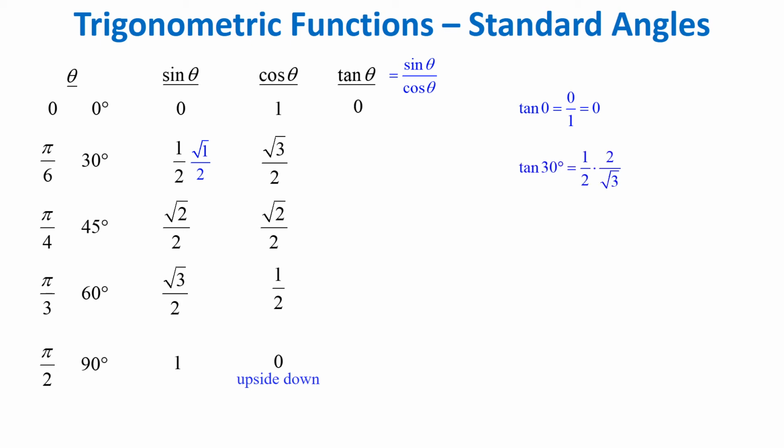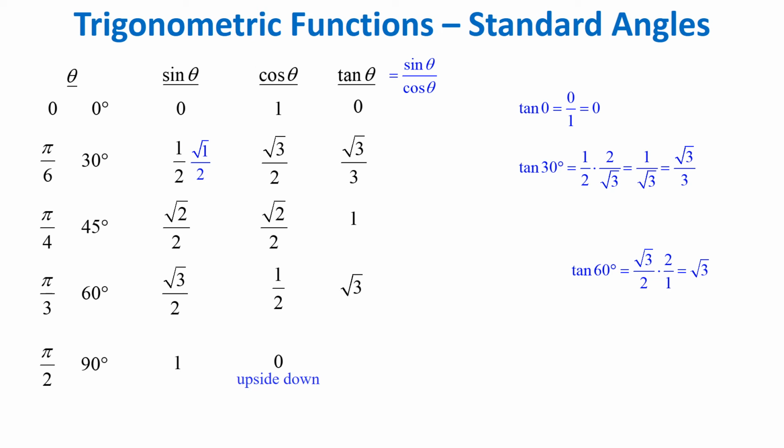Then for 30 degrees, you take 1/2 divided by rad 3 over 2. Notice here I did keep change flip. Simplified and rationalized, tangent of 30 degrees is rad 3 over 3. Tangent of 45, anything over itself, is 1. Again, using keep change flip for tangent of 60 degrees, it simplifies out to be rad 3.